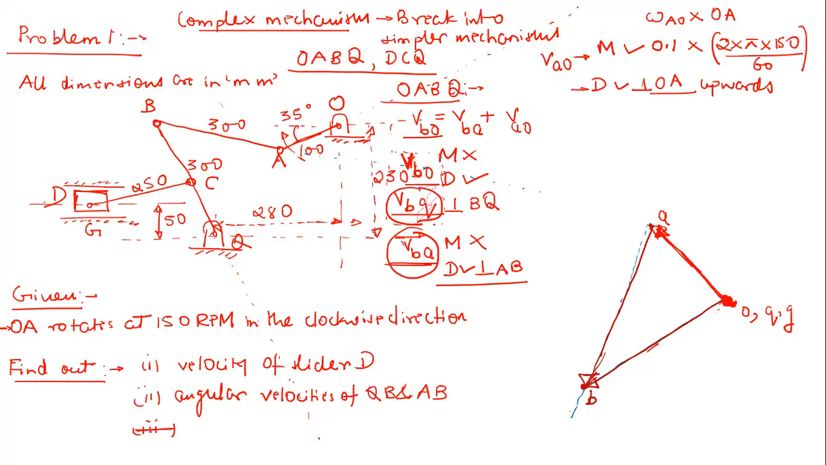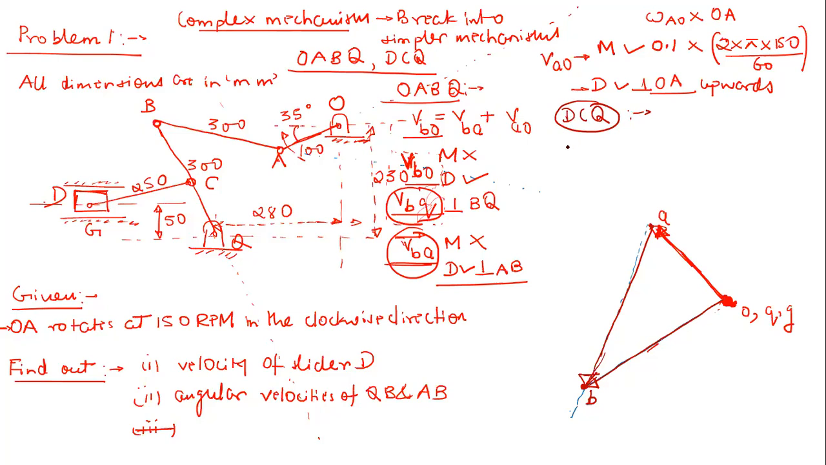So right now, just move to another mechanism, right? So one mechanism is complete. That is, we know the velocity of all these points A, B, and Q in this mechanism O, A, B, Q, right? So now just move to this mechanism C, D, Q, right? So whatever you want to call it, Q, C, D or D, C, Q. So let us move to mechanism D, C, Q, and let us talk about this.